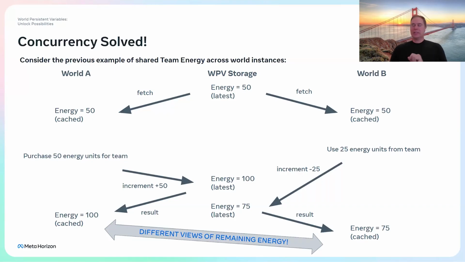So does anybody have any questions about exactly how the increment API solved this concurrency issue for us with this simple shared team energy example? I don't see any questions about that. So I'm going to, what is the expected delay?